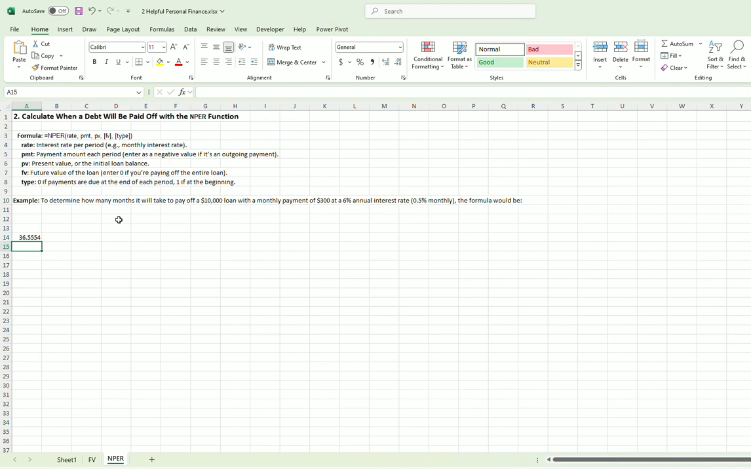Okay. So using this logic, how many months will it take to pay off a $10,000 loan with a monthly payment of $300 at a 6% rate? It will be 36.5 months.